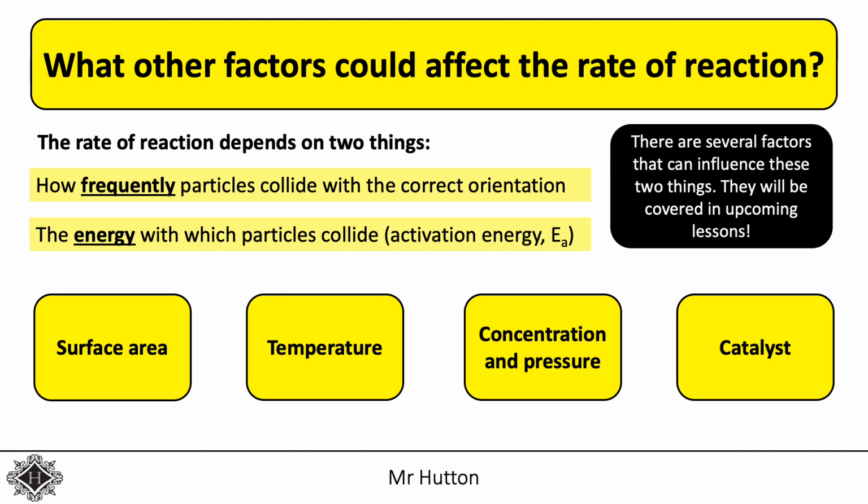Hopefully you probably came up with temperature. That's quite a common one that people already know. The concentration and pressure, they go together because the science behind those is very similar. Surface area on the left there, so if we can influence the surface area of our reactants, we can influence the rate of reaction. And then also catalysts can influence the rate of reaction.